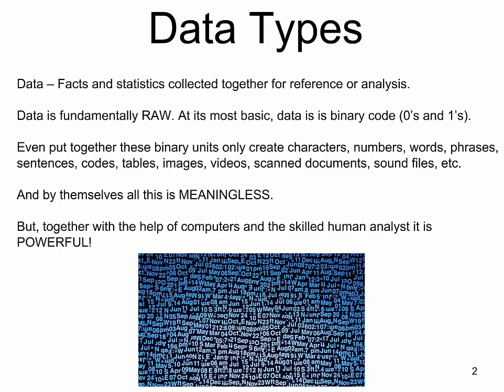To set the stage, let's start with just looking at the topic of data very broadly. Data simply refers to facts and statistics collected together for reference or analysis. Data is fundamentally raw. At its most basic, data is binary code represented as zeros and ones. Even put together, these binary units only create characters, numbers, words, phrases, sentences, codes, tables, images, videos, scanned documents, sound files, etc. And by themselves, all this is meaningless. But together, with the help of computers and the skilled human analyst, it is very powerful.